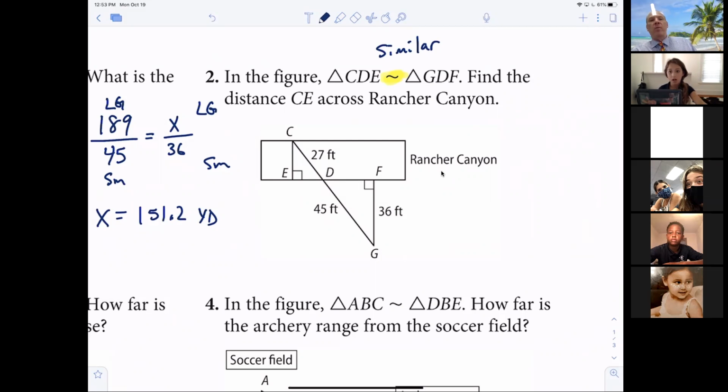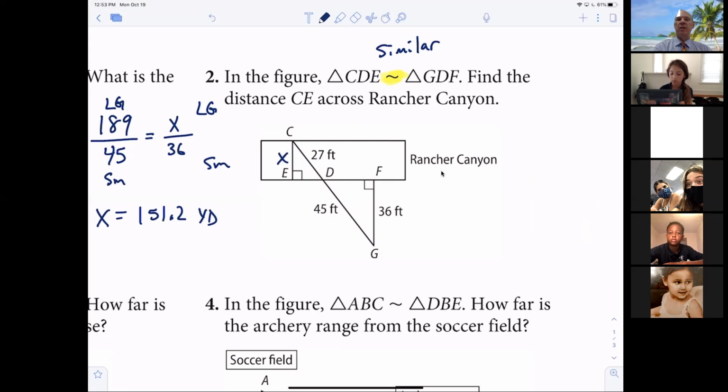Now, you have to be real careful with these. Misha, I want you to set this up for me. What are we trying to find? You're trying to make a proportion and then find E, C, D, and F. That's correct. I'm trying to find EC. So everybody put an X over that.